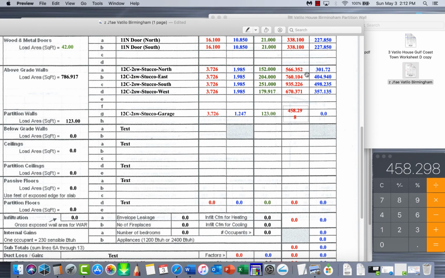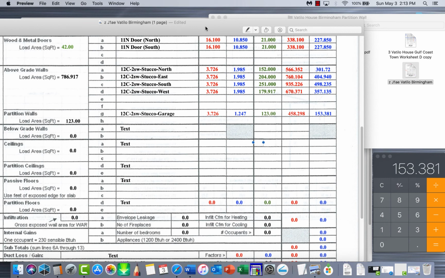Slide that a little bit. There we go. And then we're going to do our cooling HTM times our square footage to give us our BTUs for cooling. 1.247 times 123, and we get 153.381. And there you go.